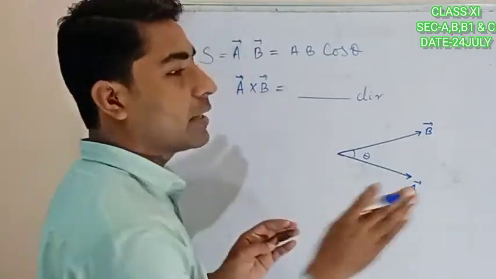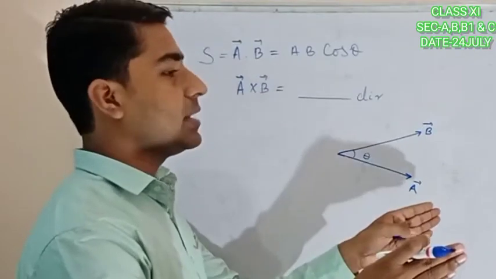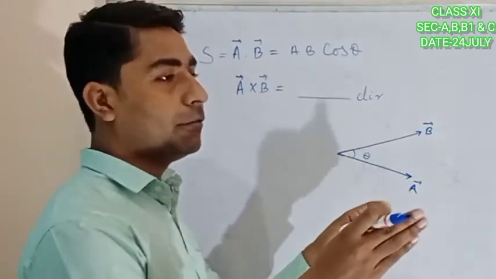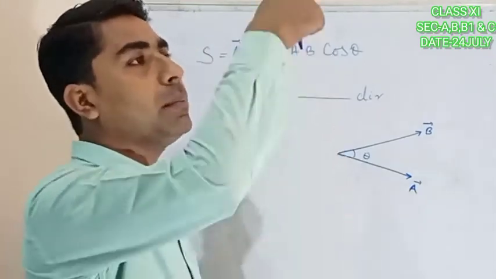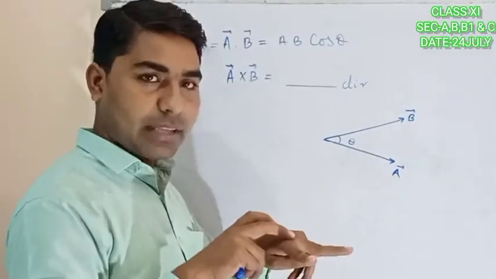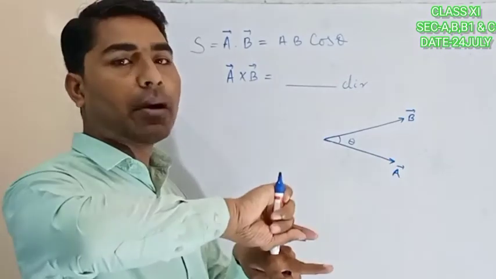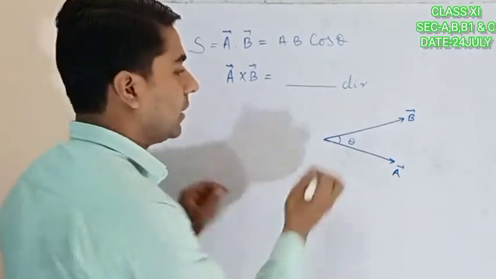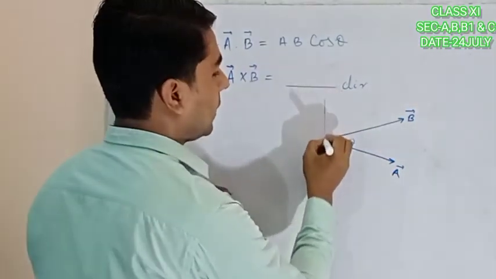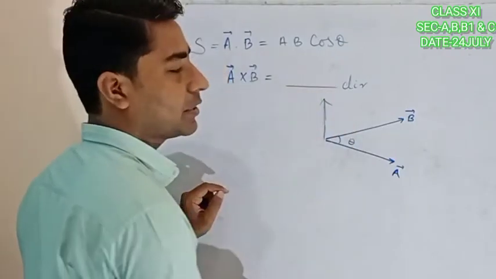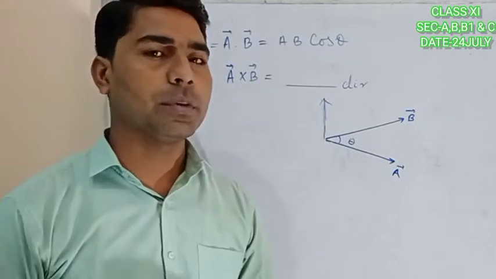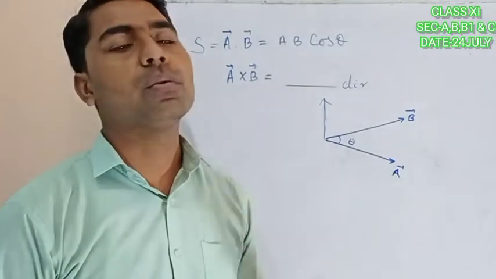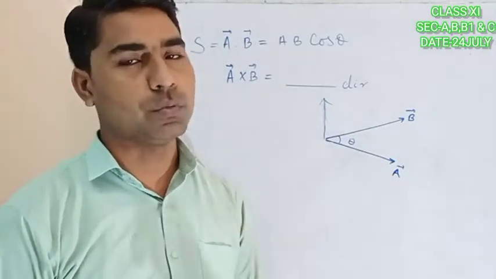So if vector A is in this direction and vector B is in this direction, we can multiply A cross B, and the direction of the resultant will be perpendicular to both. Suppose this is A, this is B, so this will be the direction. In the same way, the dot product is the product of their magnitudes and the cosine of the angle between the two vectors.